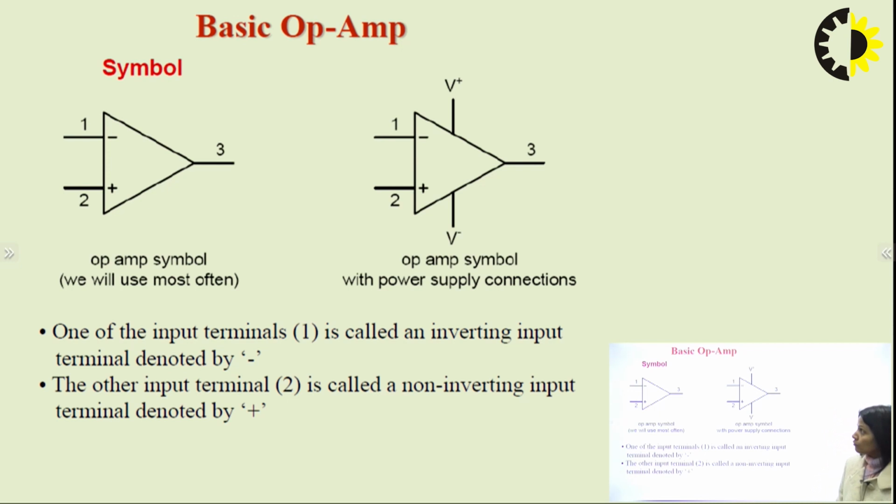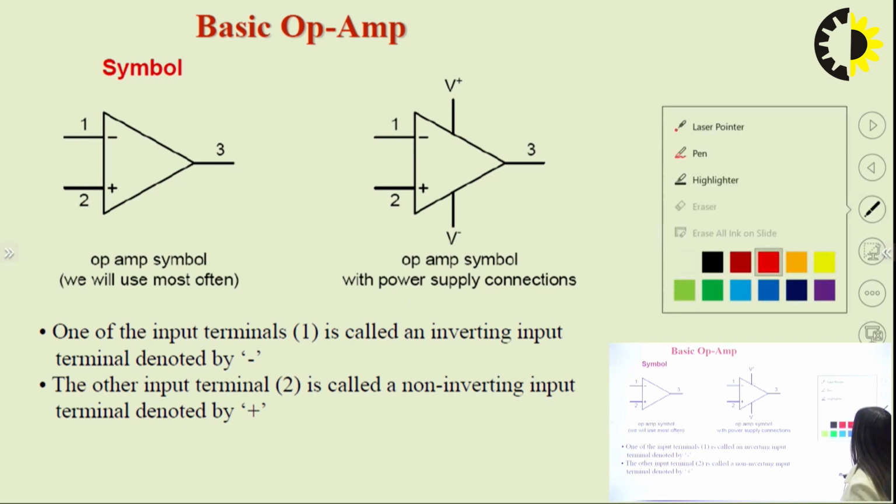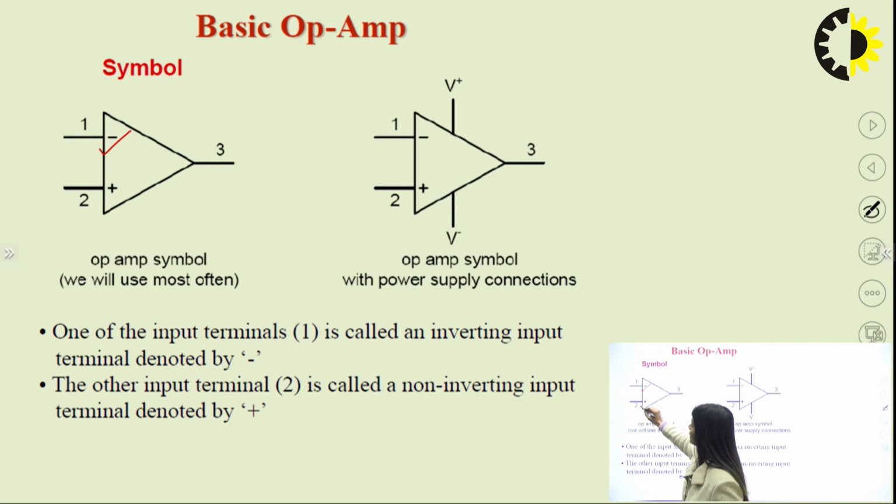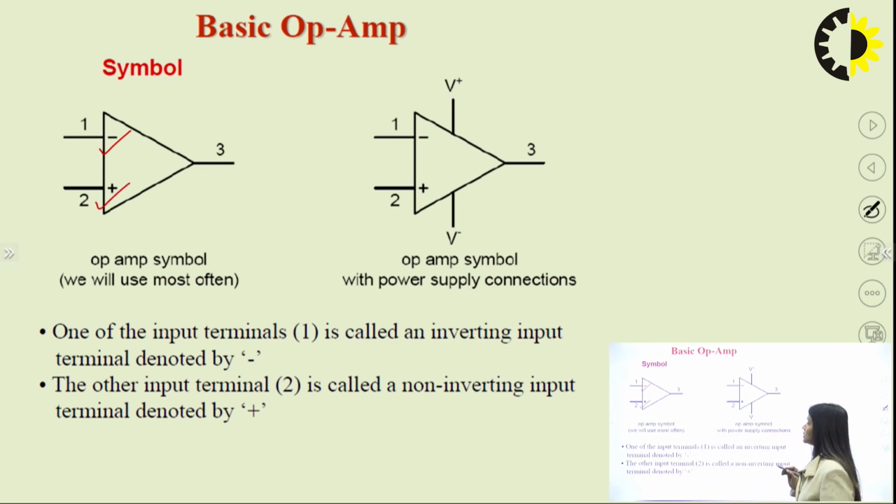The OPAMP symbol which we use has this terminal as the inverting terminal, and this is the non-inverting terminal. Sometimes we apply some V plus and V minus also with the symbol, just to show that OPAMP is an IC, an integrated circuit, and each integrated circuit or IC is working with some applied voltage, and this applied voltage is given as V plus and V minus at pin numbers 4 and 7. We will see later on. So here one terminal is inverting and one terminal is non-inverting.